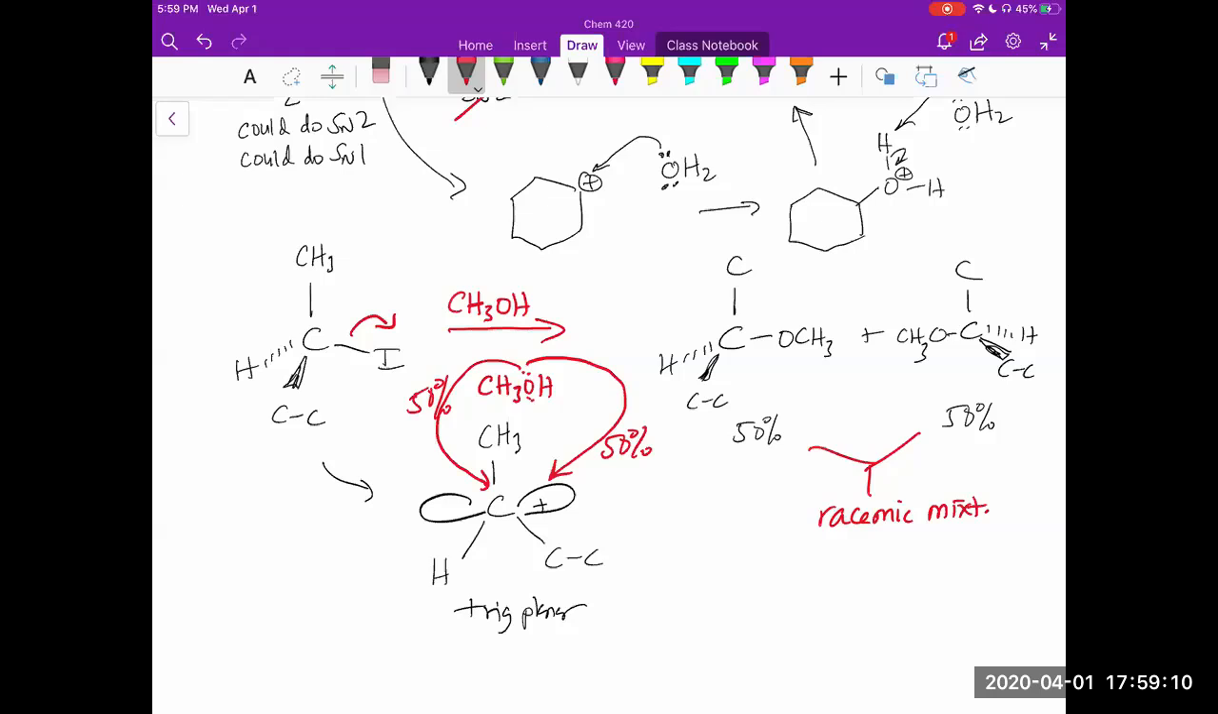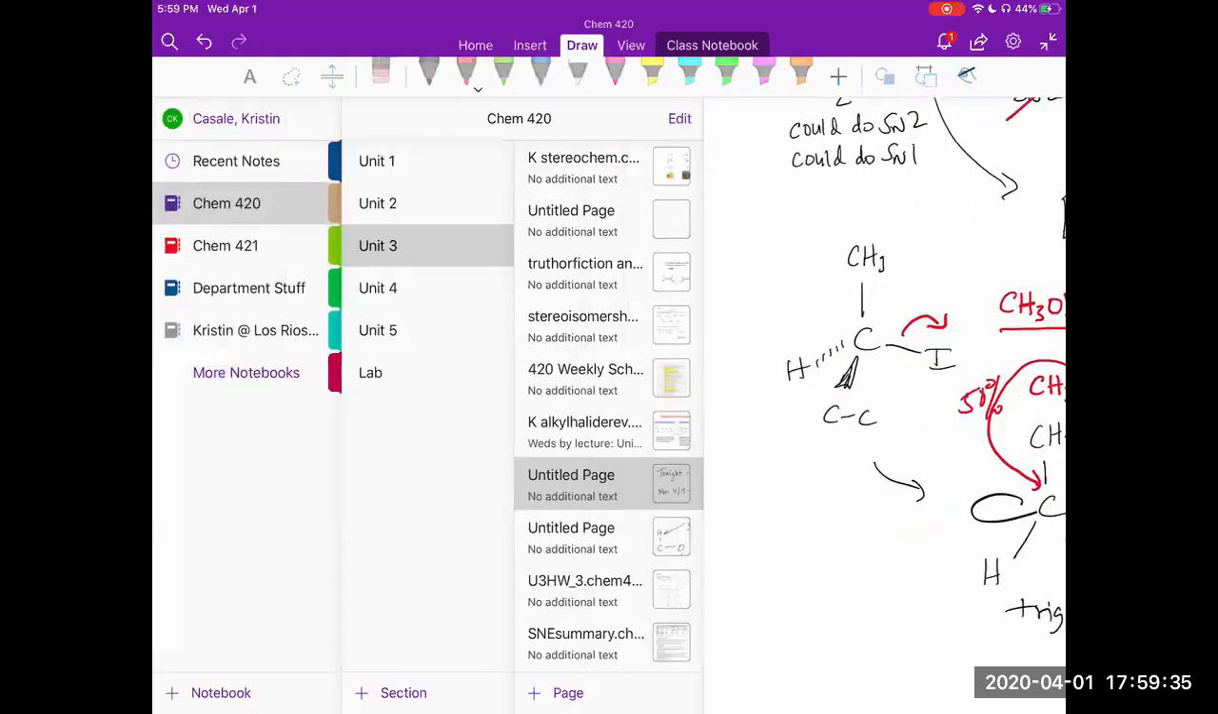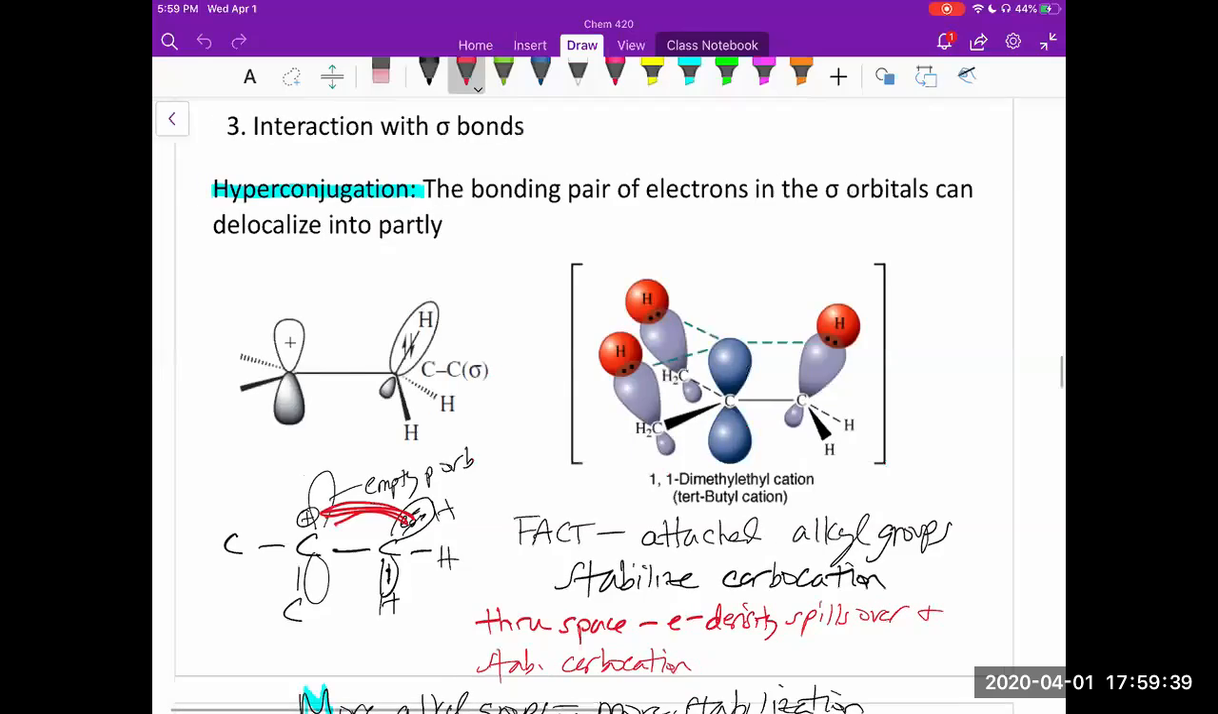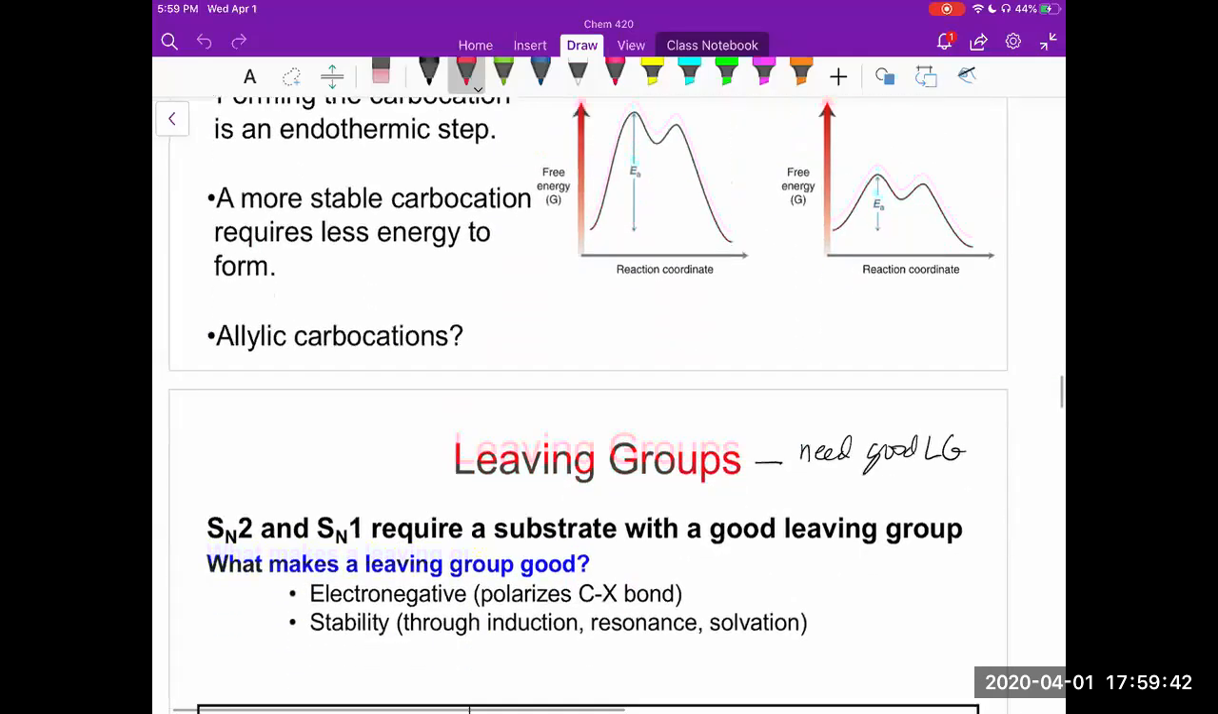All right, so I think we can go now, but that summarizes, I'm pretty sure, where we were at. Let me grab my lecture notes real quick, to make sure I haven't left any key things off. I think we're ready to go. Where we ended up was looking at the leaving group, and we talked about how you still need a good leaving group.